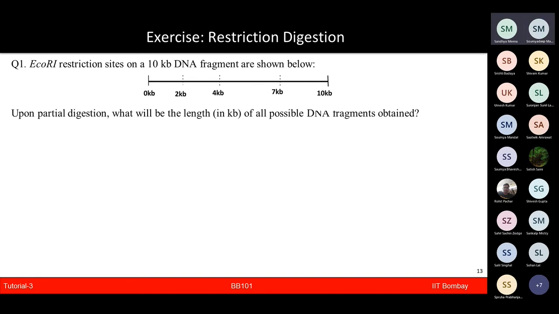This is also the same question with the same idea, where you are restricting a particular gene, and then upon partial digestion, what will be the lengths in kb of all possible DNA fragments obtained. So almost using a similar kind of idea. Anybody, can you tell me the answer? 2 kb, 3 kb. Yeah, go again.